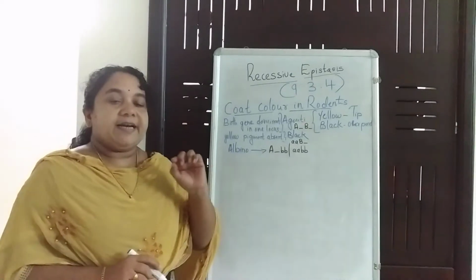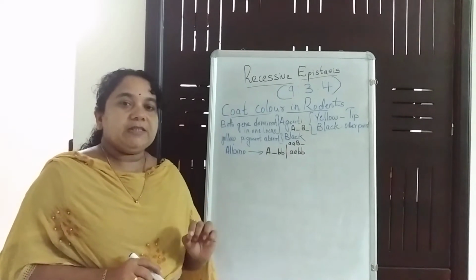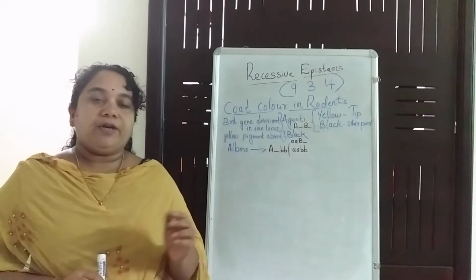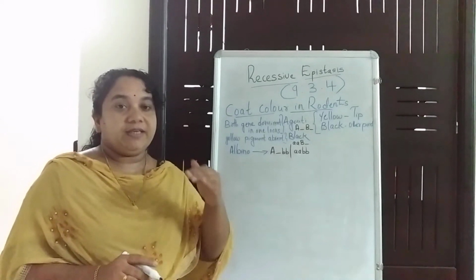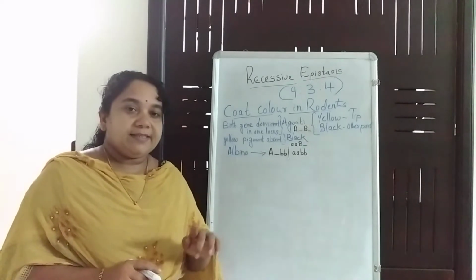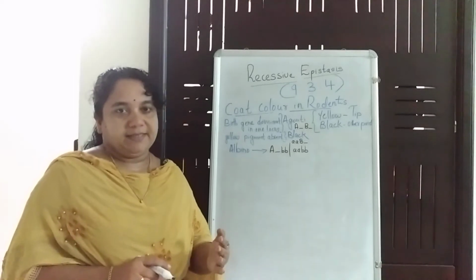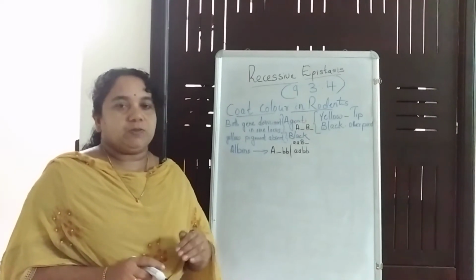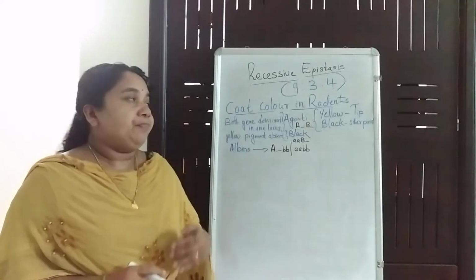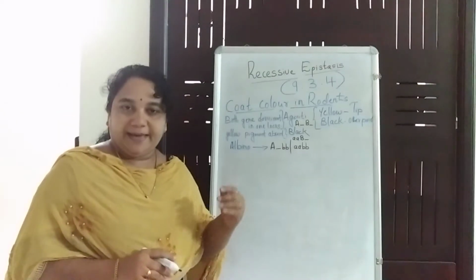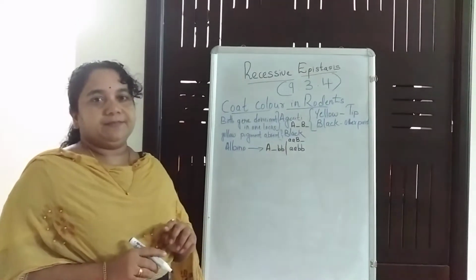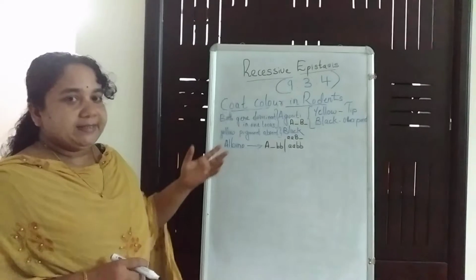So, students, recessive epistasis means a recessive gene in homozygous state has a dominating character. It can suppress the expression of another dominant gene even if that gene is in recessive condition. That is recessive epistasis. It can be explained by the example of coat color in rodents: mice, rats, etc.